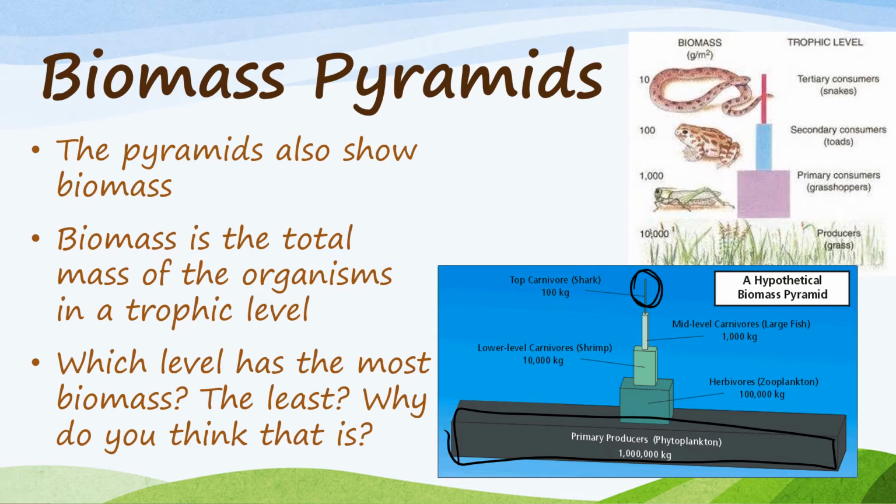There's also fewer top predators than there are herbivores. There's also fewer herbivores than there are producers. If there was 10 blades of grass in the world and 20 rabbits, eventually all those blades of grass would get eaten and all the rabbits would die. So you always have to have more food than you do people eating the food.